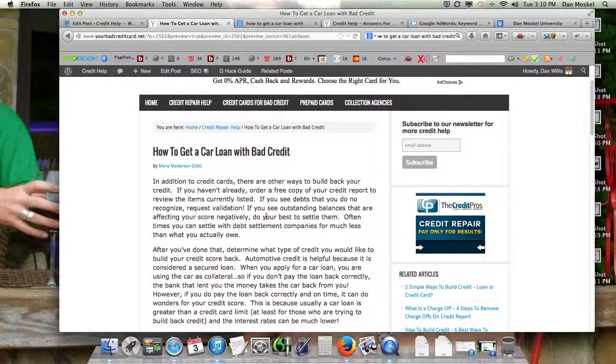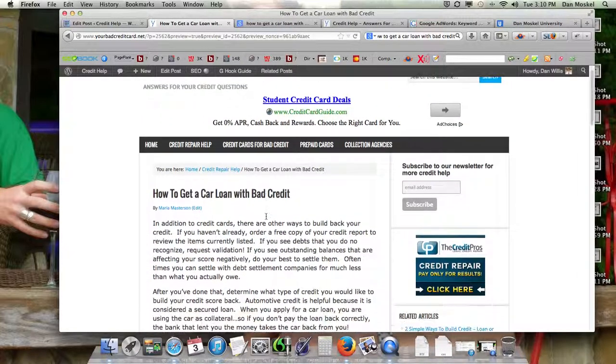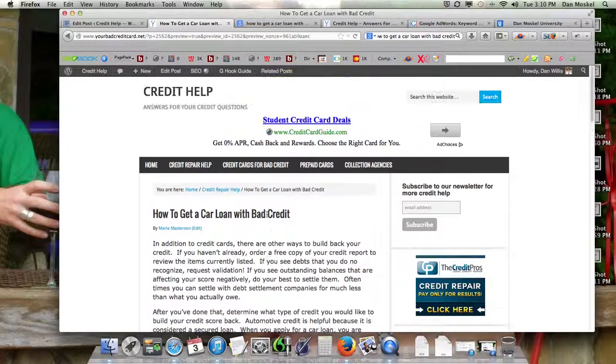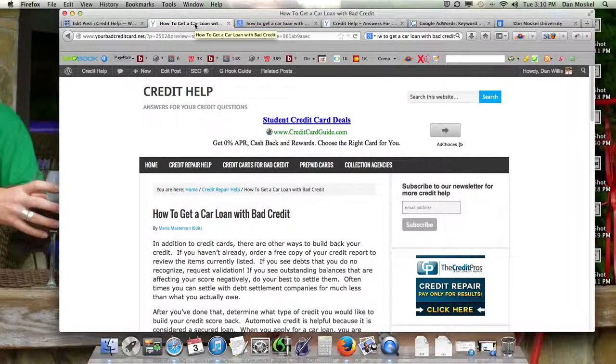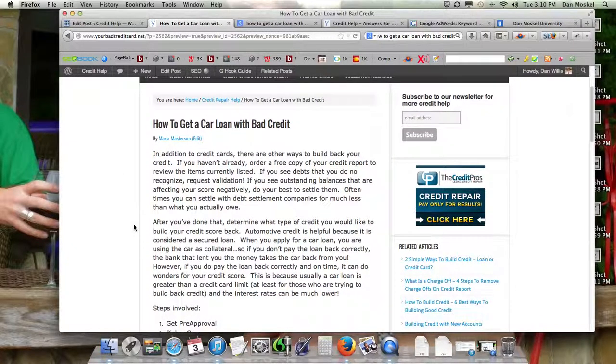And let me first start here. So this new page, if somebody searches in Google how to get a car loan with bad credit, the first thing they want to see is something that's talking about a car loan, getting a car loan with bad credit. Since that's our target term, our big keyword term.